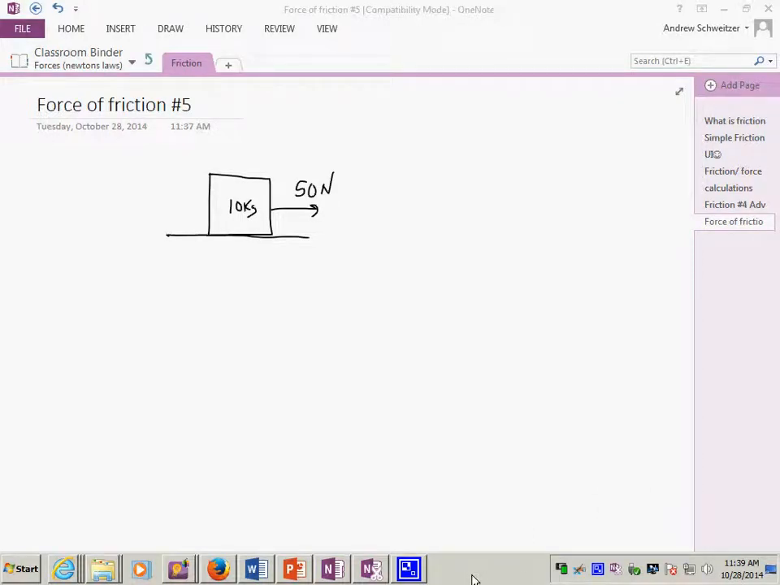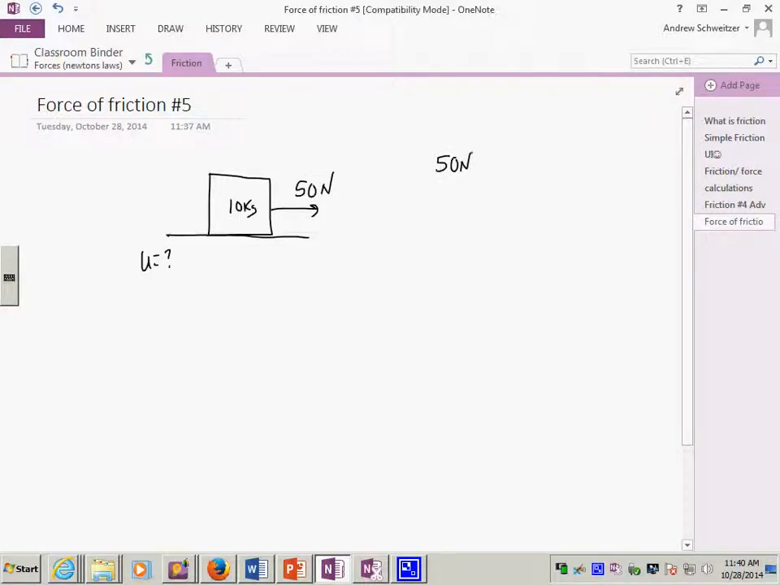Schweitzer, and this is a fifth force of friction example. This particular box is 10 kilograms. The force of friction is unknown, and that is actually the question. We have a 50 Newton force.